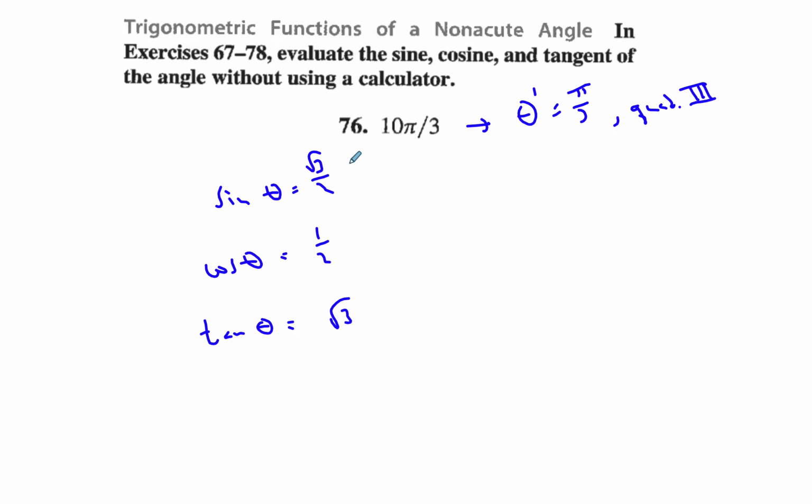In quadrant 3, the sine and the cosine both must be negative, but it still means the tangent, negative divided by negative, is going to be positive. So cosecant, secant, and cotangent: the reciprocal of this would be negative 2 root 3 over 3. Reciprocal of this would be negative 2. Reciprocal of this would be root 3 over 3. That's it. So the key thing is knowing the reference angle and remembering your unit circle.